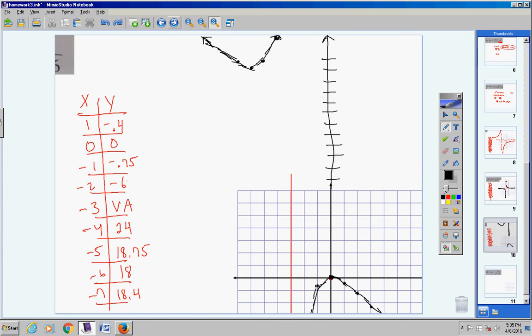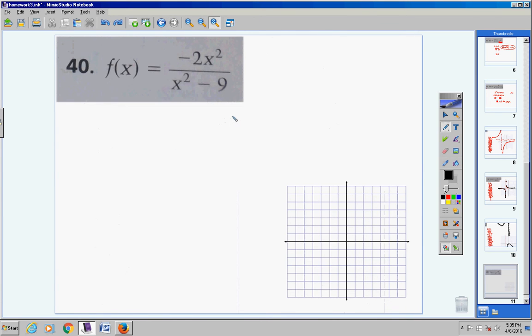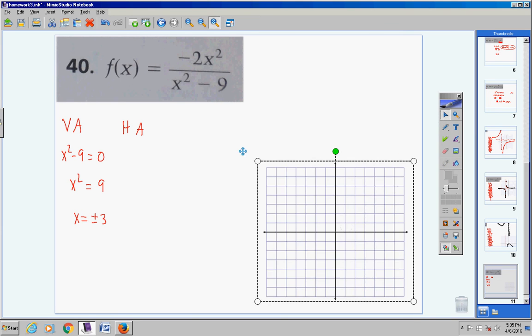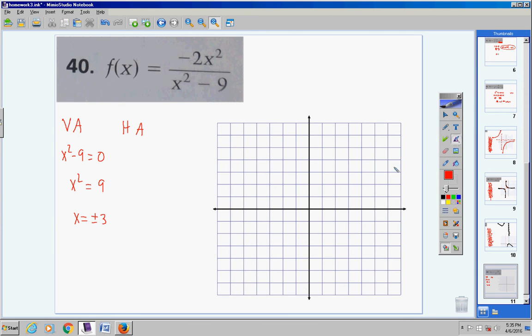Okay guys, last one. Let's see how we do. Step 1, let's find the vertical and horizontal asymptote. So here we go. To find the vertical asymptote, take your denominator, set it equal to 0 and solve. Bring your 9 over, make it a positive 9. Take the square root of both sides, you get positive negative 3. So we have 2 vertical asymptotes, positive and negative 3. Negative 3, positive 3, there's your vertical asymptotes.